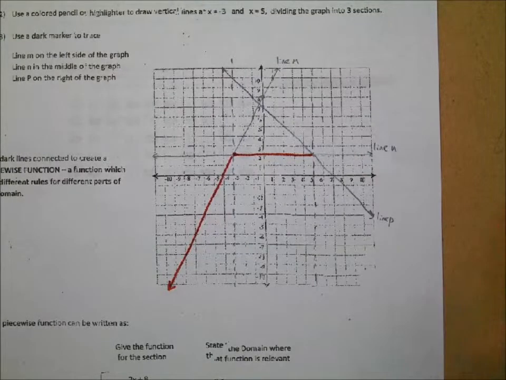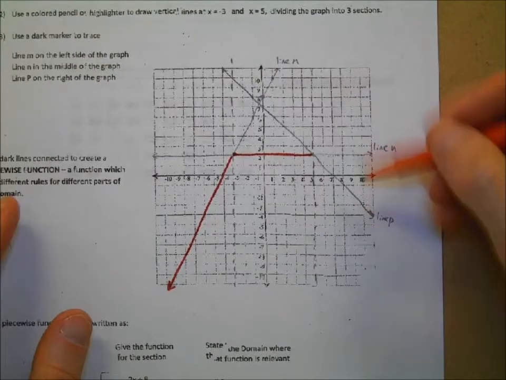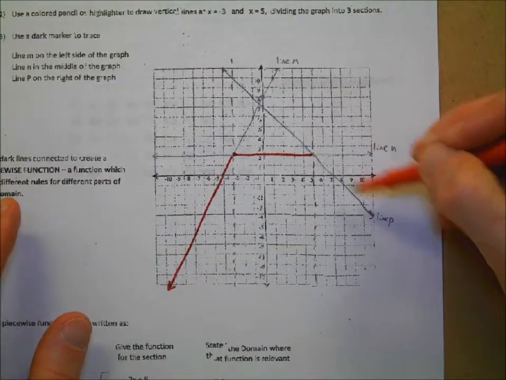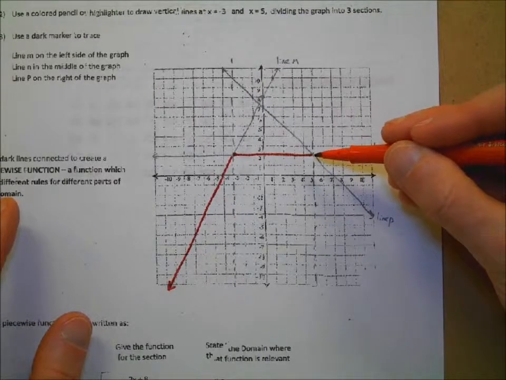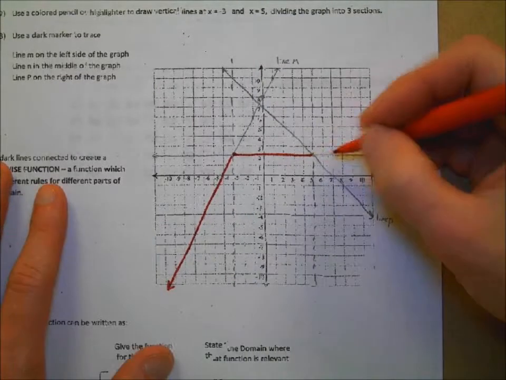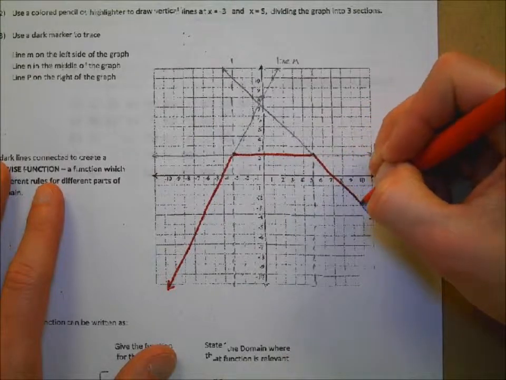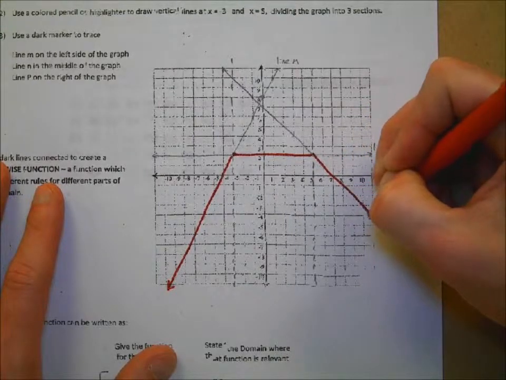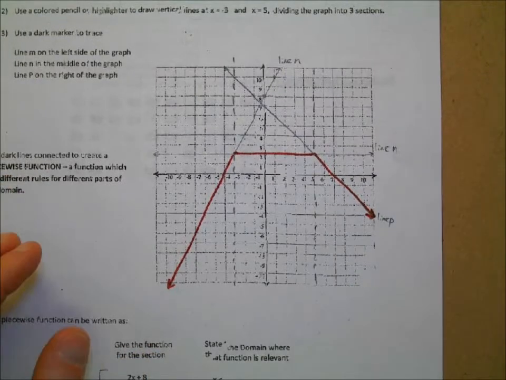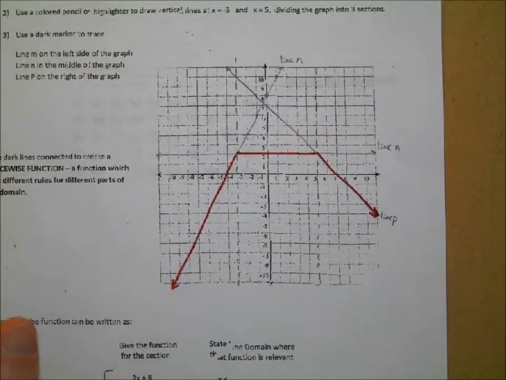Finally, we're going to graph line P on the right section of the graph. So here's line P right here, and we're going to graph the part that starts on the right section. So this is the right section of line P, right? So we're going to go down. Just like that. Okay.